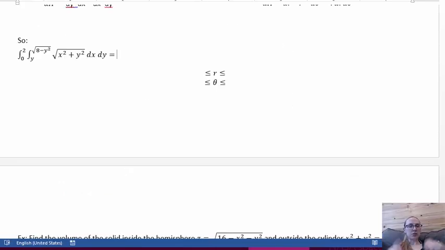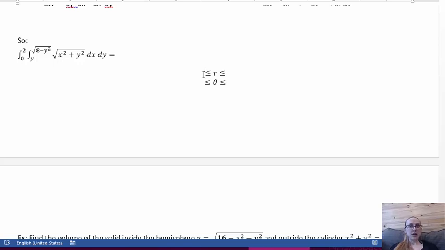So for that previous example, we're going to have to convert three things for the integral. We're going to have to change the bounds, so instead of x and y bounds, we need r and theta bounds. We have to convert the function that we're integrating, the integrand, into polar coordinates. And then we have to convert the dA piece, the dx dy in this case, into the polar equivalent.